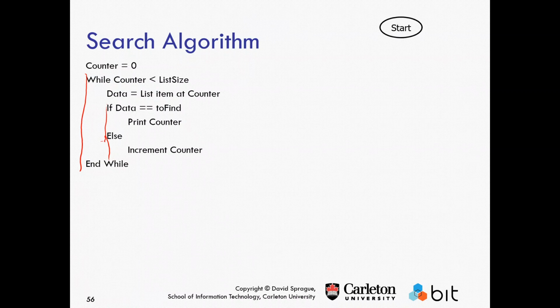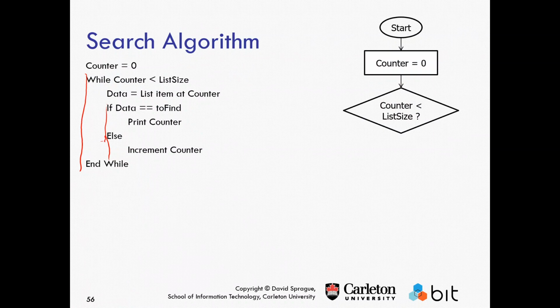All right. Here's what the pseudocode, the flowchart might look like. I have a starting point, fine. I have a counter. I'm going to make a variable called counter, fine. I'm going to check to see if the counter is less than the size of the list. If yes, then I'm going to make the data equal to the item at that counter position.